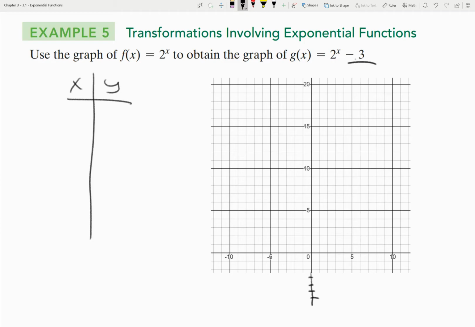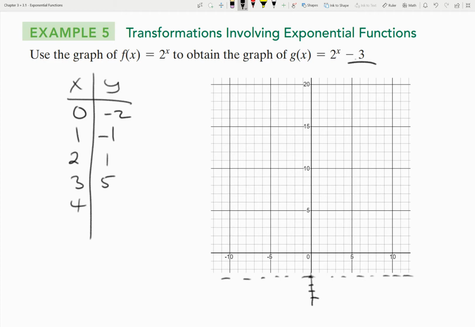So I'm going to have a horizontal asymptote that no longer is the x-axis. It's going to be -3. In fact, when I plug in 0, 2 to the 0 power is 1. 1 minus 3 is -2. Plug in 1, 2 to the first is 2, minus 3 is -1. Plug in 2, we get 4 minus 3 is 1. Plug in 3, we get 8 minus 3, it's 5. Plug in 4.